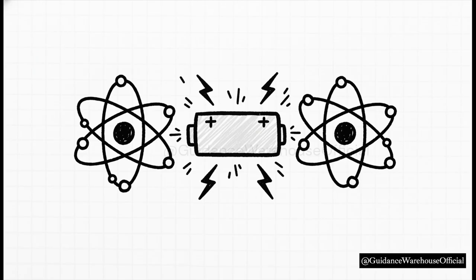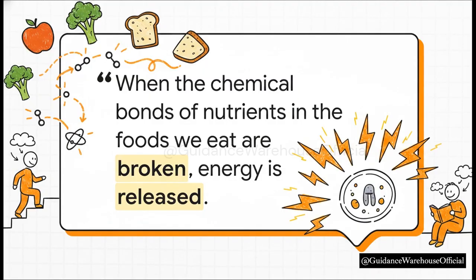Think of a covalent bond like a tightly compressed spring. It is actively storing vital kinetic energy right there within that electrical attraction, just waiting to be released. And this right here is the aha moment. When the chemical bonds of nutrients in the foods we eat are broken, energy is released. When your body snaps those chemical bonds apart, that compressed spring of battery energy just rushes out.